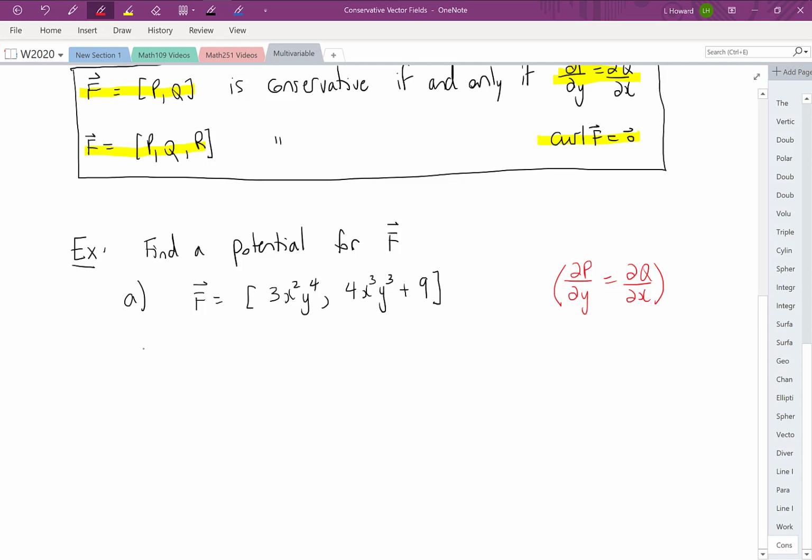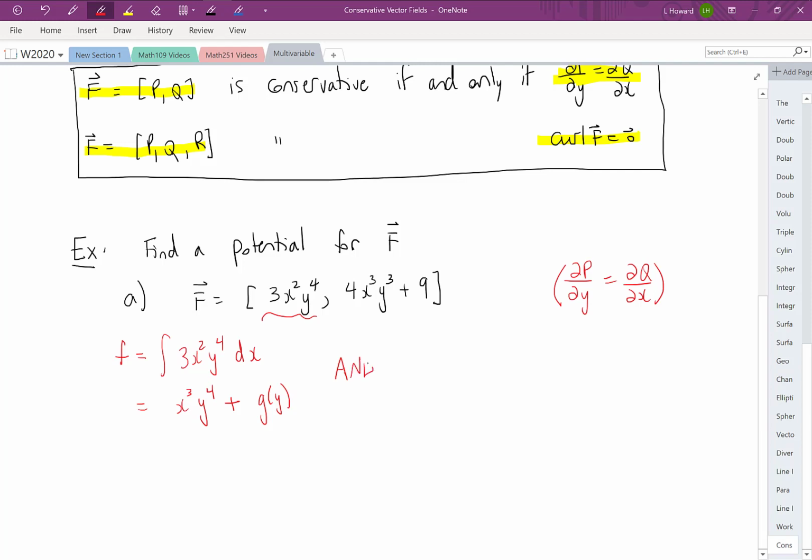So here's how we go about finding a potential. We're going to think about this function, little f, which is our potential, in a couple of different ways. On the one hand, it's the integral of the first component of our vector field with respect to x. So let's integrate that with respect to x. We'd have x cubed y to the fourth. And in general, we'd say plus a constant, but really what we mean here is we could have any sort of y terms. Those would all disappear when we take the partial derivative with respect to x. So you could have something like y squared or e to the y or something, and that would disappear when you did the partial derivative with respect to x.